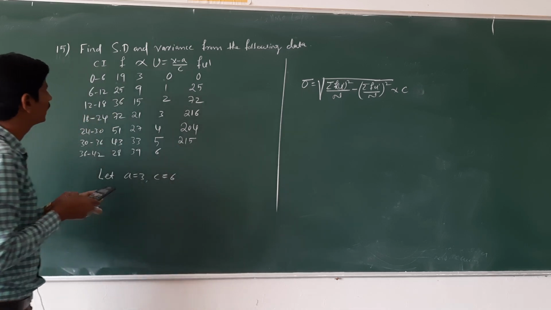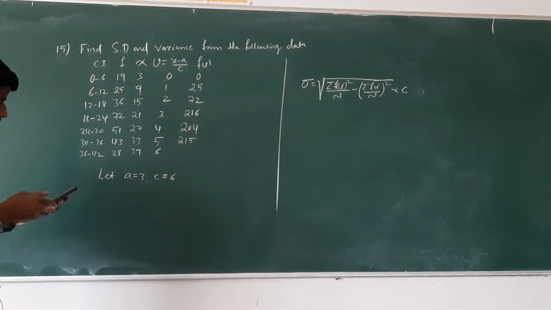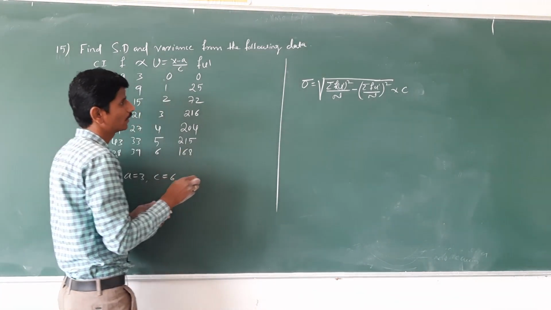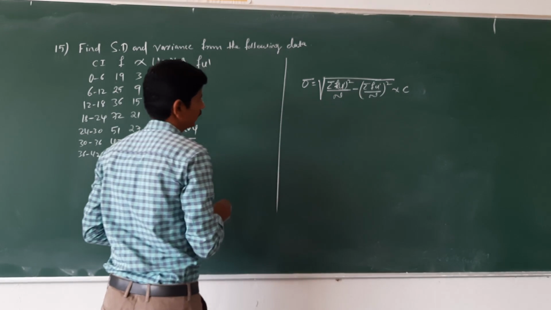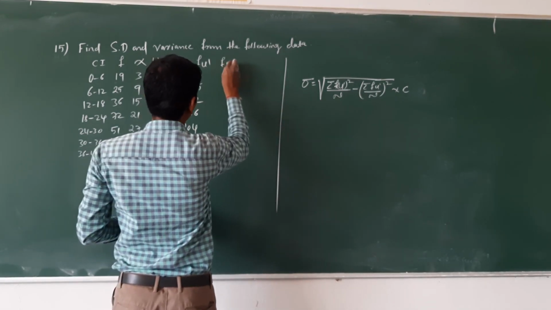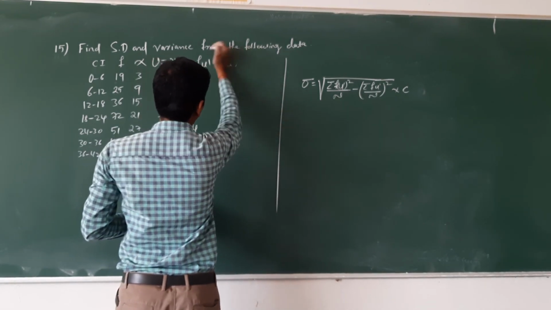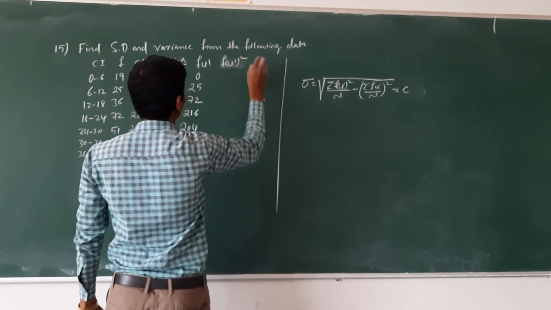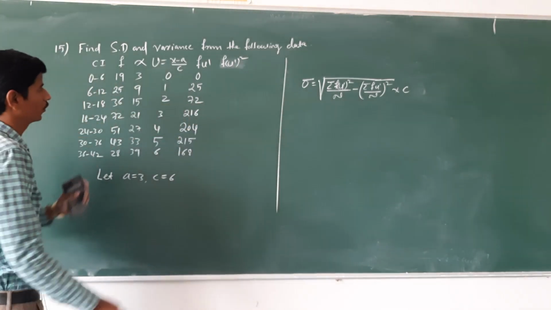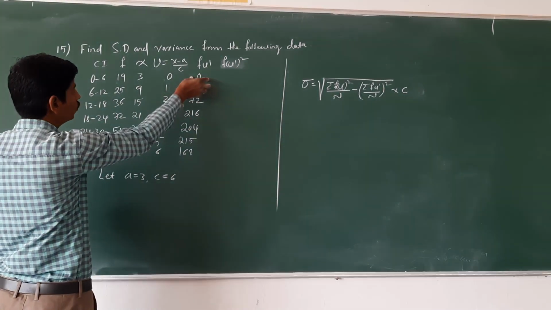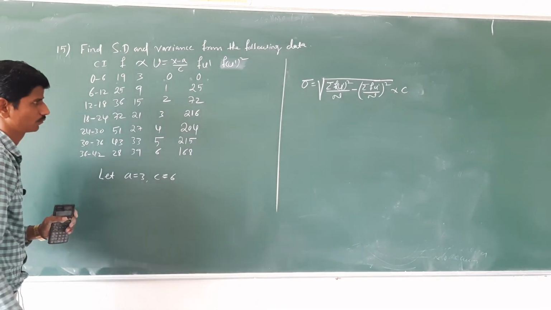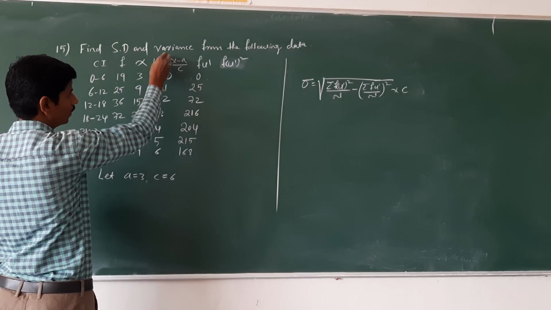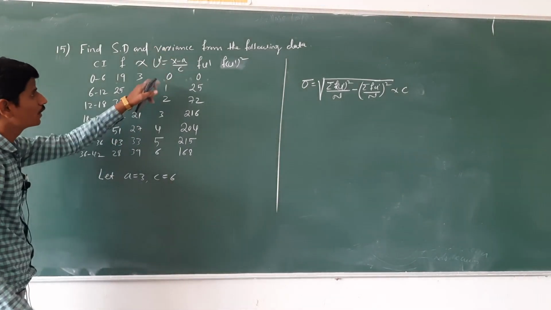The next, 28 into 6 is 168. Next we want fu dash whole square. Here, fu dash into u dash is the fu dash square.